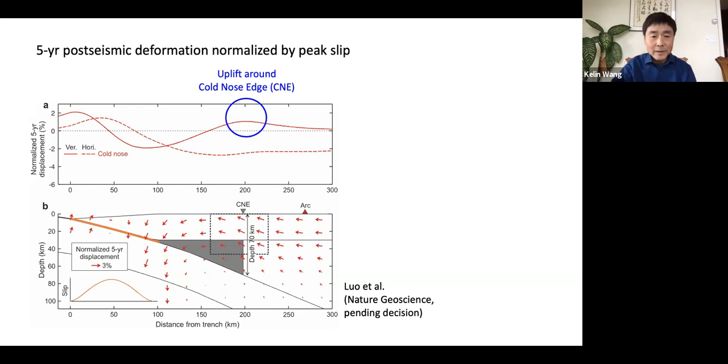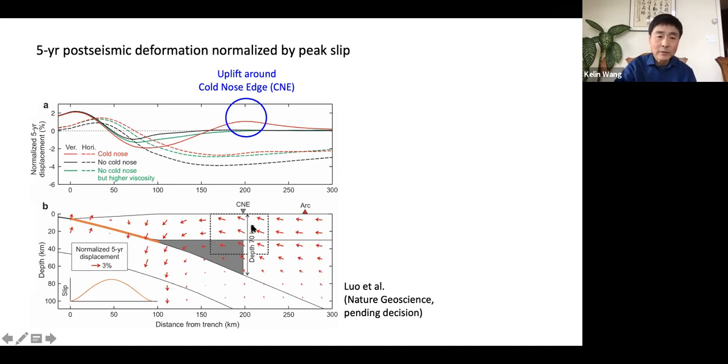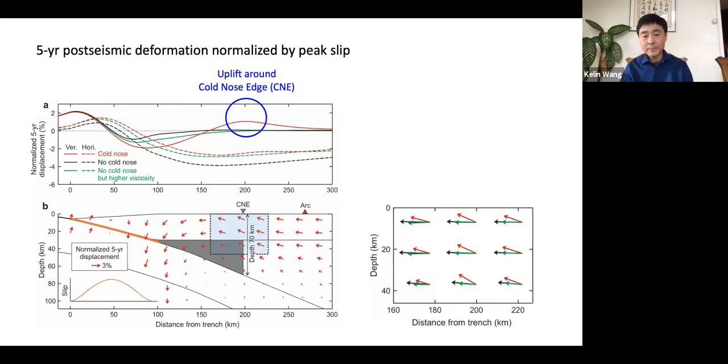And if we do not have our elastic cold nose here, our model will not produce uplift here. But you can say, well, that model produced too much horizontal motion here, too fast. That's no problem. If we increase the mantle wedge viscosity here, we can reduce the horizontal motion, but still we do not see the uplift. Why do we see uplift here in the presence of the Forearc cold nose? And if you look at this little area, we see the reason.